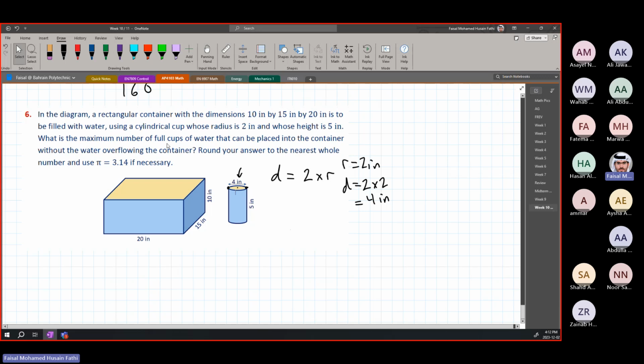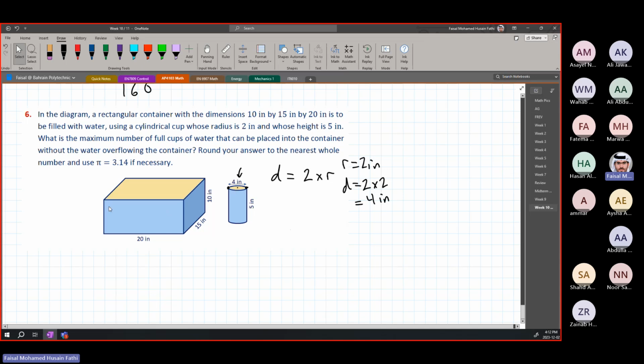What is the maximum number of full cups of water that can be placed into the container without the water overflowing the container? It means how many glasses of water of this shape and size, how many of these glasses can you fill completely and put into this box, how many times can you do this without the water spilling outside, overfilling this box? How do you do this?